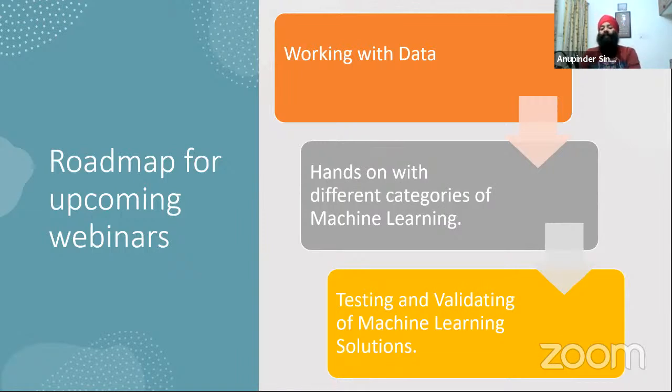And then comes the testing and validating of the machine learning solution. This is very important, where we are going to do some improvement-related work. We are going to learn about the different procedures for finding the optimized values for the hyperparameters in these machine learning algorithms, right? So this is the basic approach.